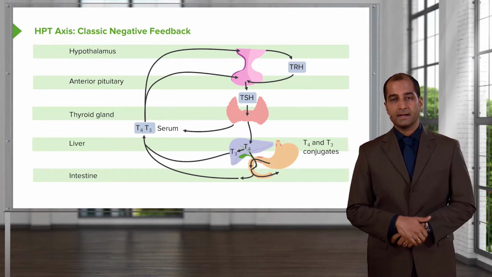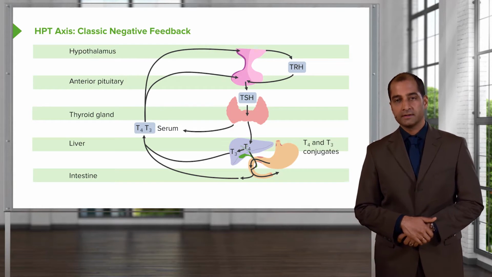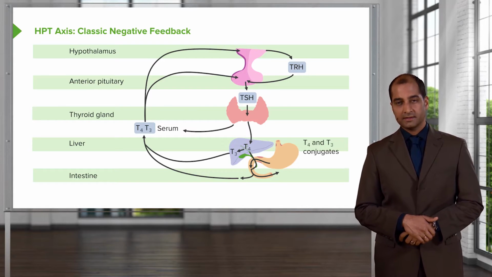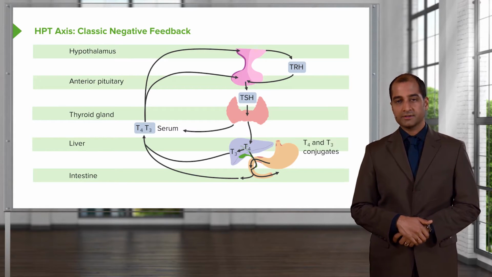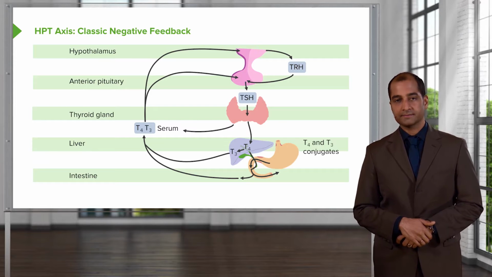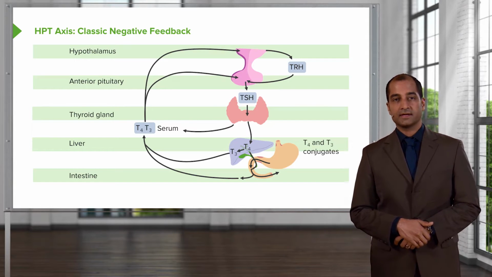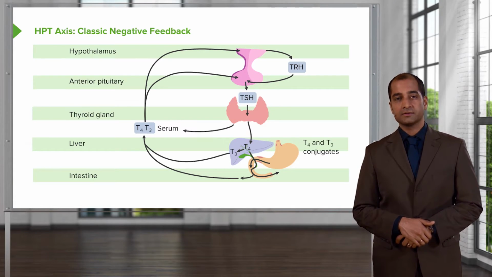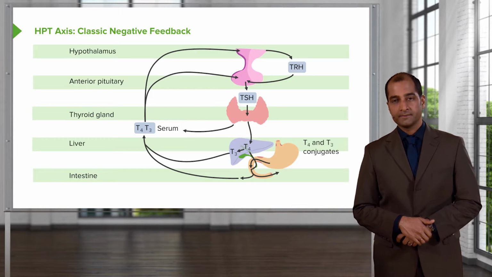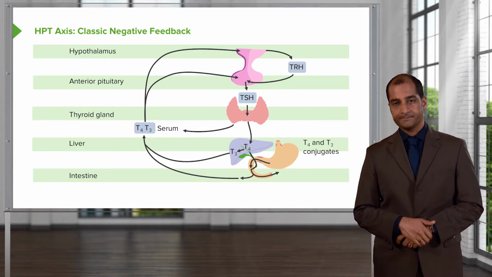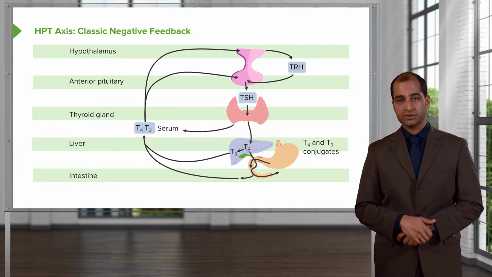HPT overview. Hypothalamus, pituitary, thyroid axis. The classic prototype physiologically of your negative feedback mechanism. Up until now, we've looked at one major positive feedback mechanism, and that was in fact oxytocin. Here, with hypothalamus, we're releasing TRH.